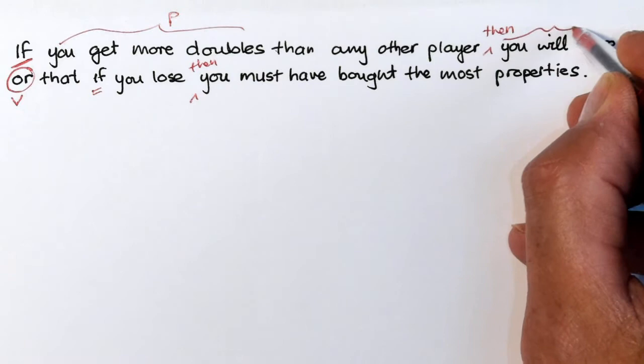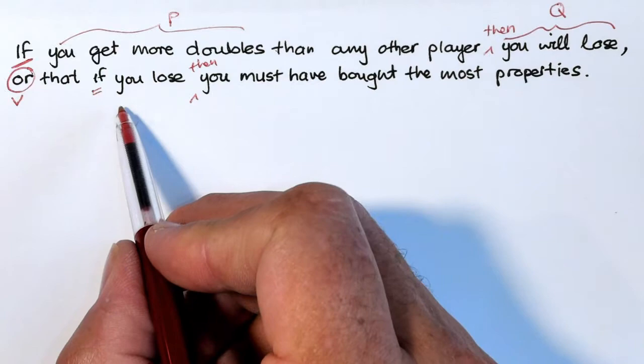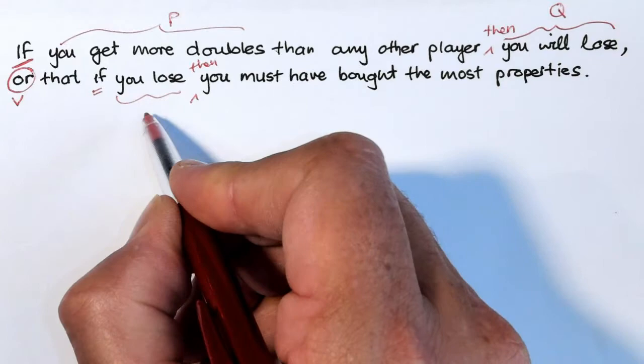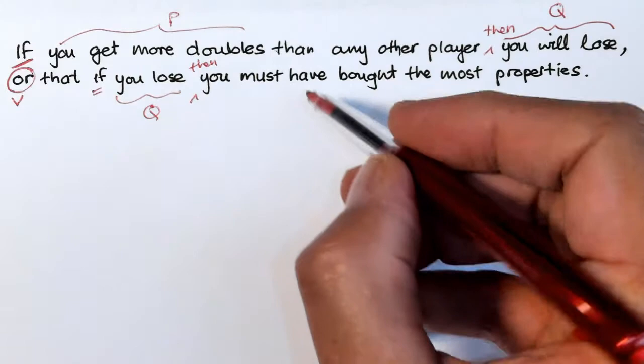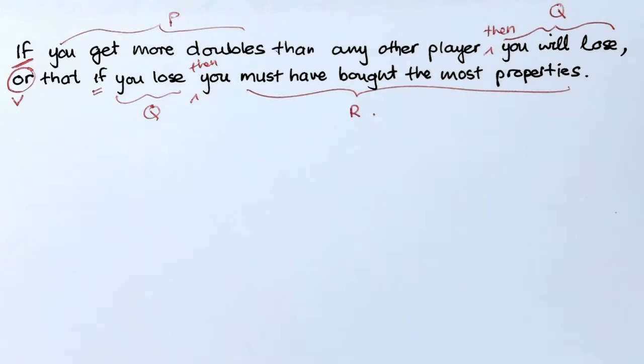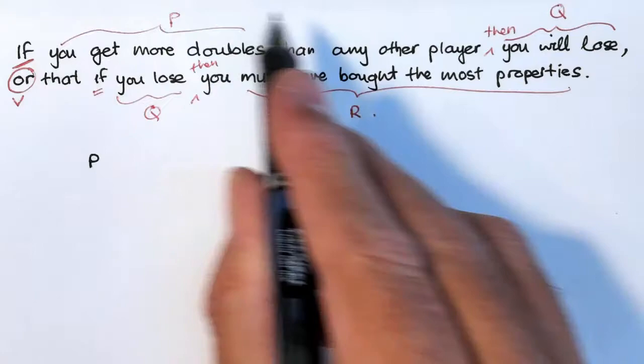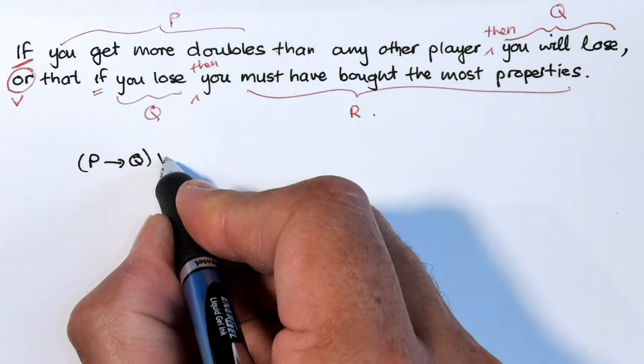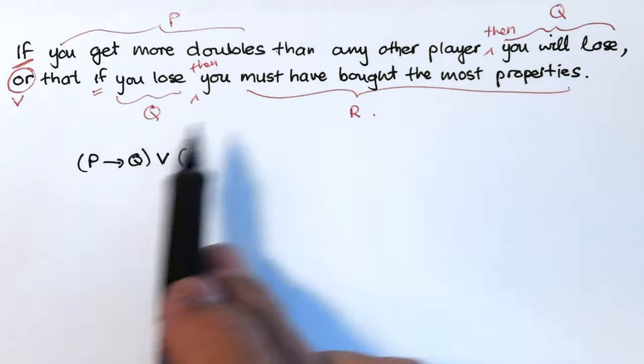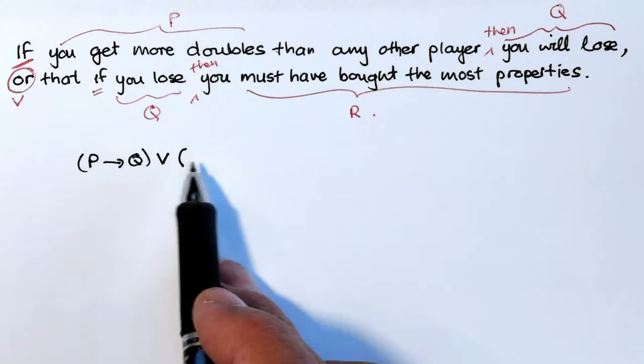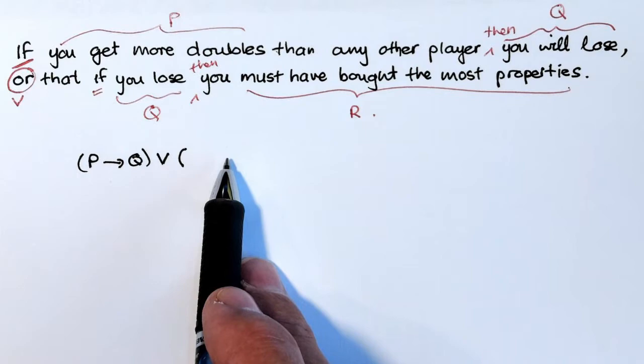Okay, now let's turn this into a logic statement. If P, then Q, or, our second part of that statement. Now you can see there are commas here. The comma usually indicates that there has to be a bracket of some sort that separates these two parts of the statement. So, let's read on. If you lose, if Q, then you must have bought the most properties, then R. Now we want to find out, is this statement true? So we're going to construct our truth table, and make a conclusion from there.